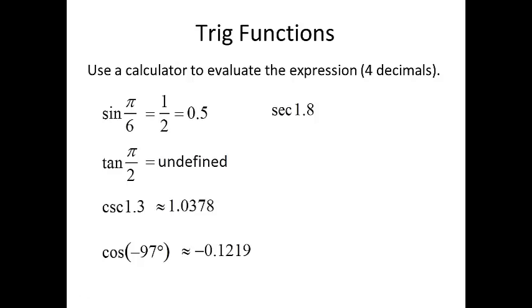So this is a reciprocal of, what's that reciprocal of? Cosine. So you're going to put cosine in parentheses and take 1.8. This one is in radians. Make sure your calculator is in radians, and do the reciprocal. And you should get negative 4.4014. This one's in degrees, so make sure your calculator's in degrees.